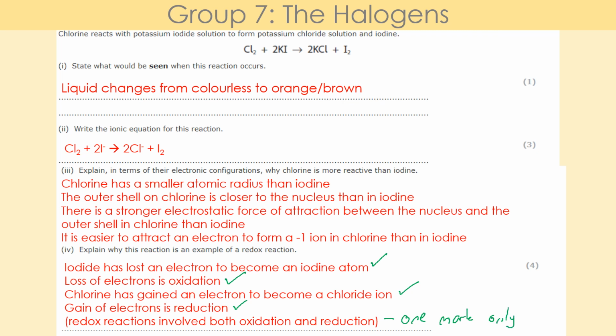So we can get at least 1 mark, potentially 3 marks if we say redox involves both oxidation and reduction, loss of electrons is oxidation, gain is reduction. It kind of depends on the question and the mark scheme, but try and get as much in as you can. Well done if you got all of those correct.